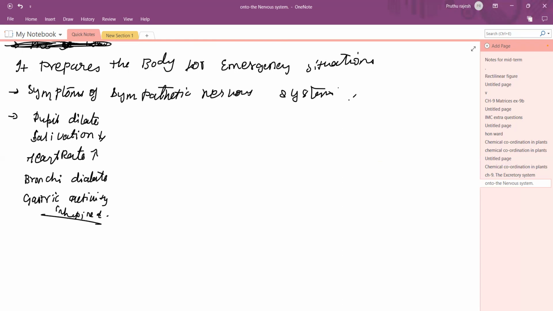Now, if the body is in a sympathetic state and the sympathetic nervous system is activated for too long, it might prove fatal for the person. So there is another system called the parasympathetic system. After you encounter an emergency, the parasympathetic system gets activated, which prepares the body for relaxation.